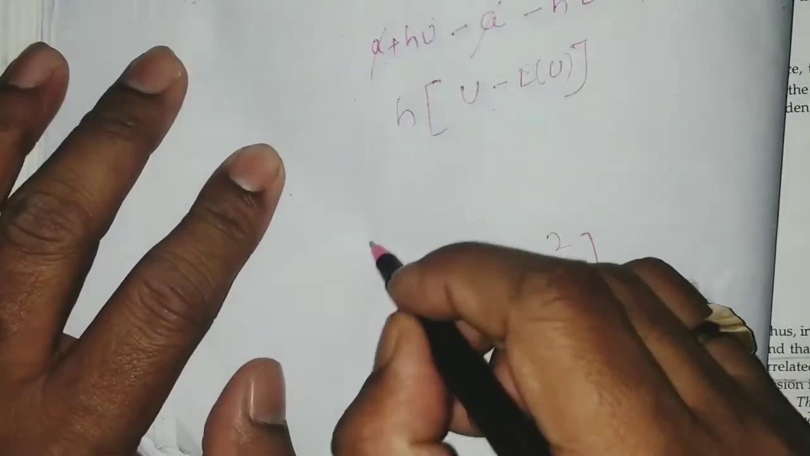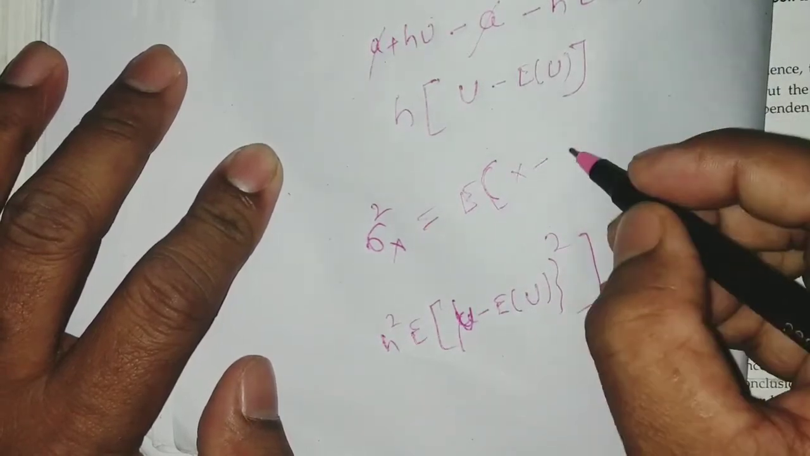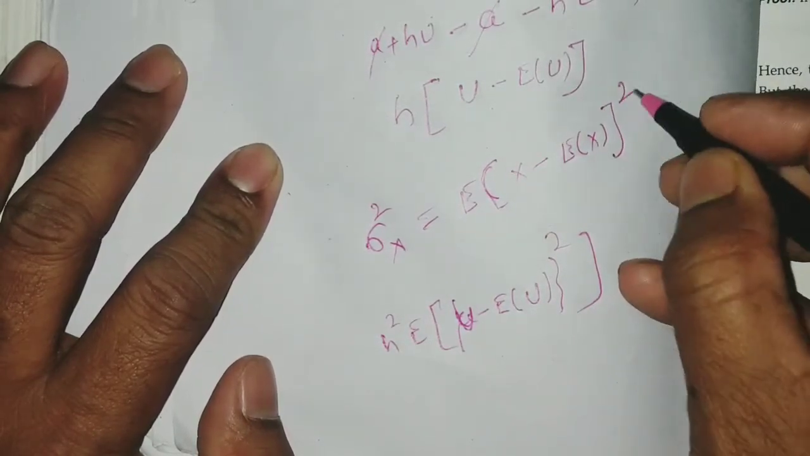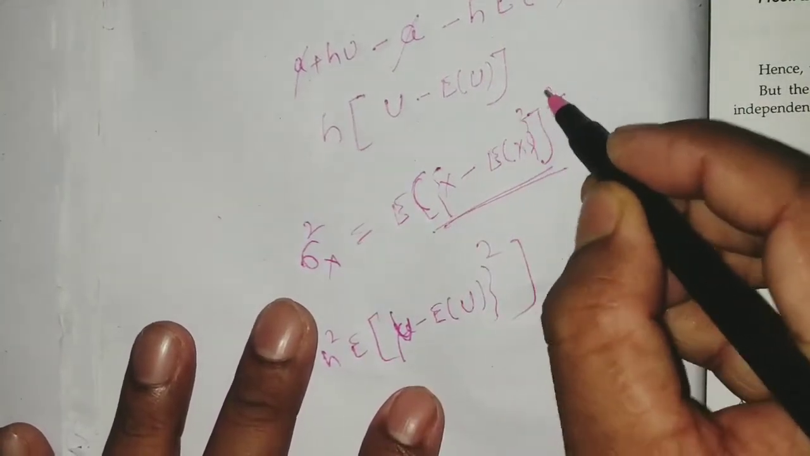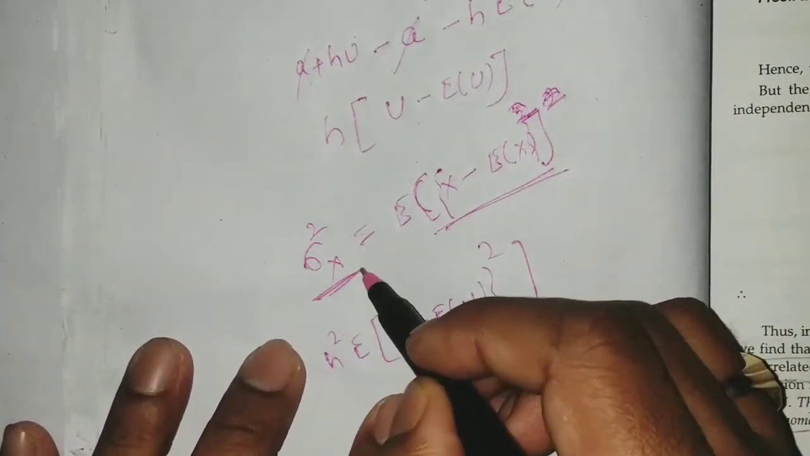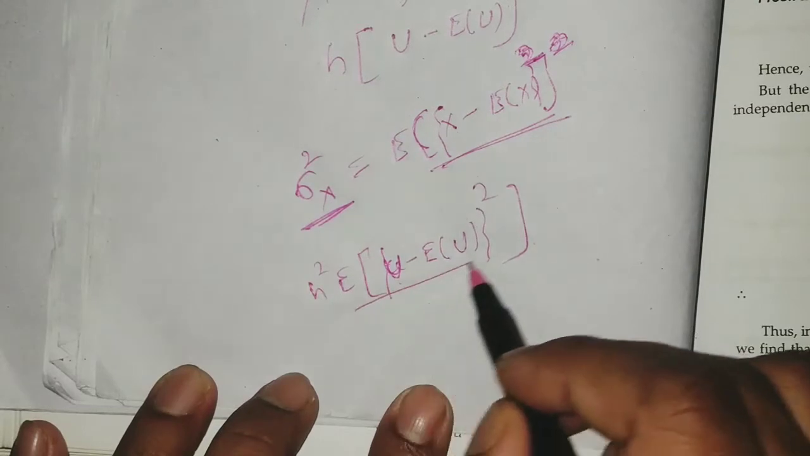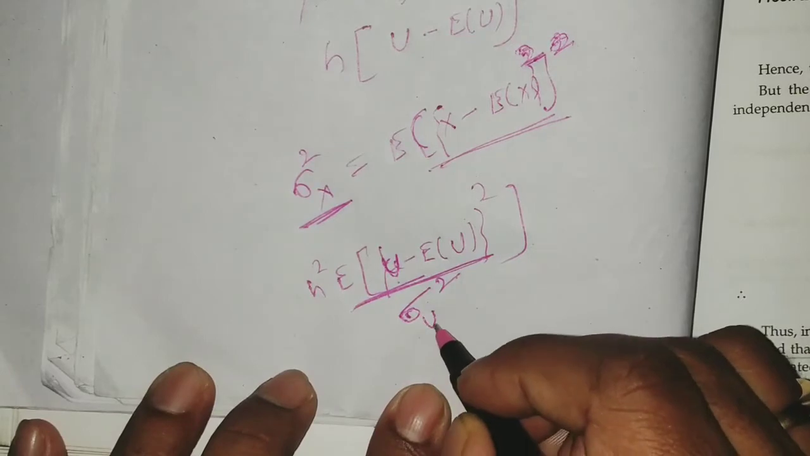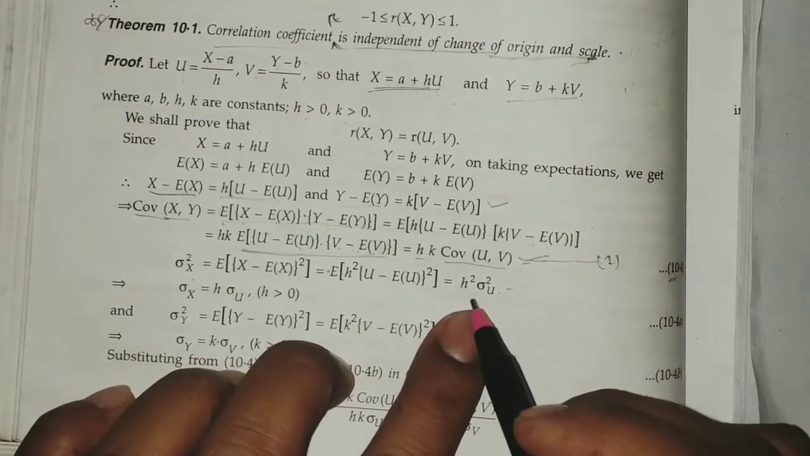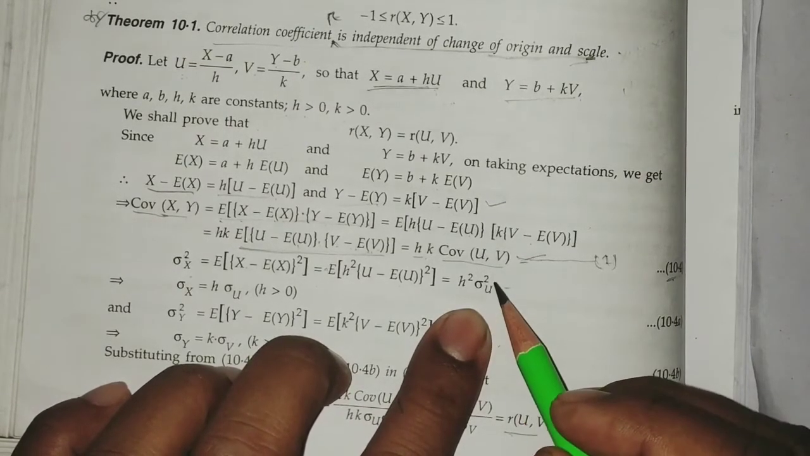And we know that sigma x square is nothing but expectation of x minus expectation of x whole square. This is nothing but your variance of x. Similarly, instead of x, if we write u, this is nothing but variance of u, sigma u square. So here we can write h square into sigma u square.